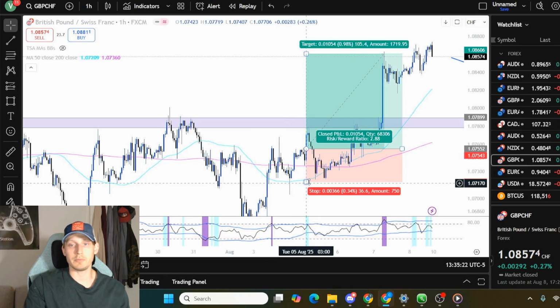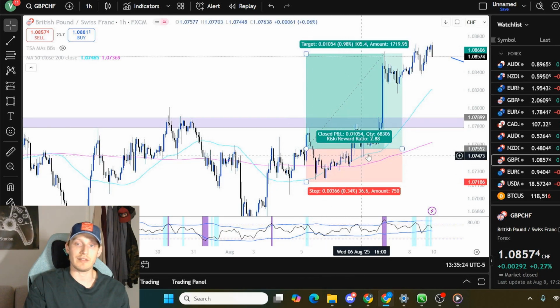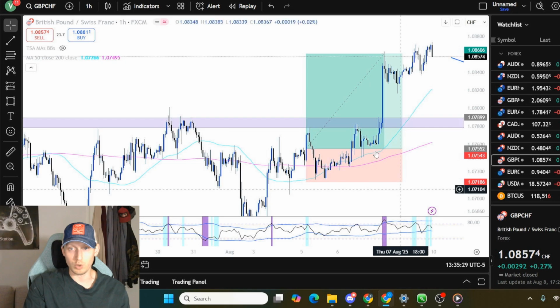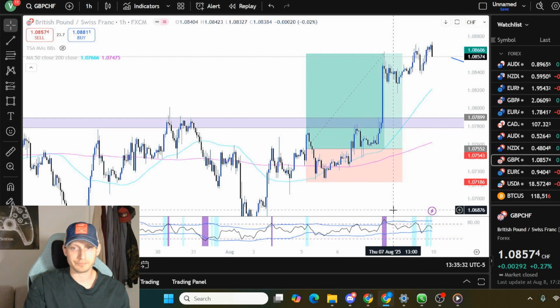Another entry point could have been once it broke and retested the 50 moving average again. That could have been an entry right there, even a couple pips better entry, and then boom, we flew up with news and hit TP.